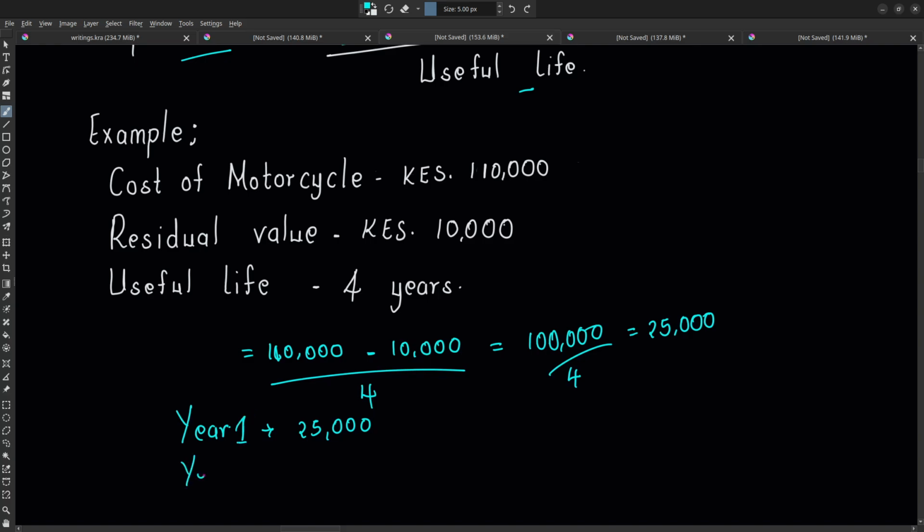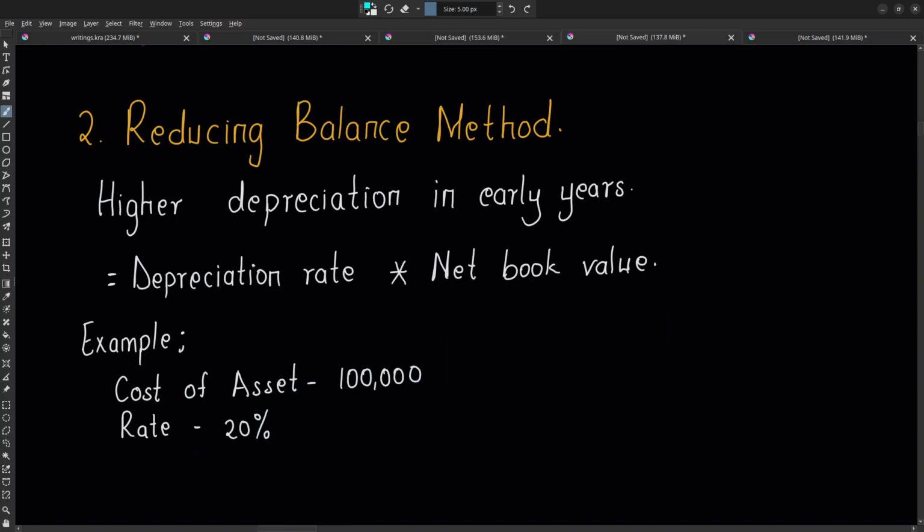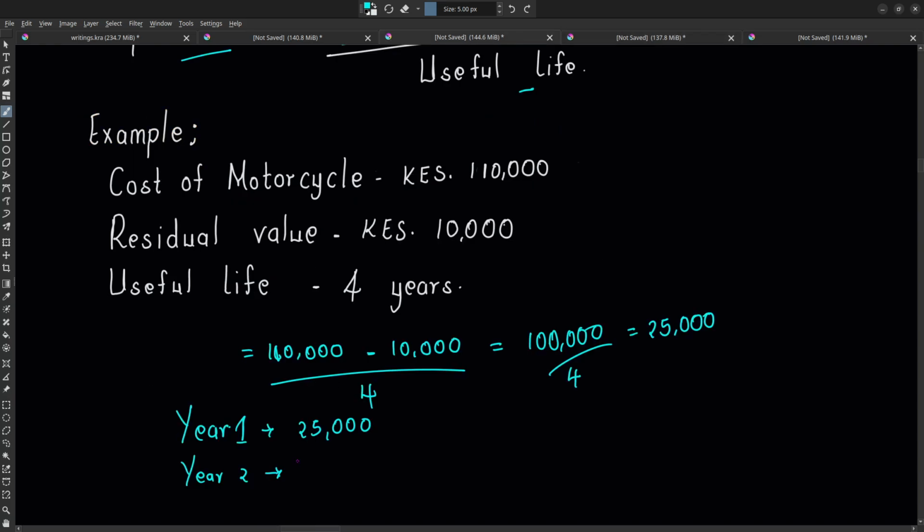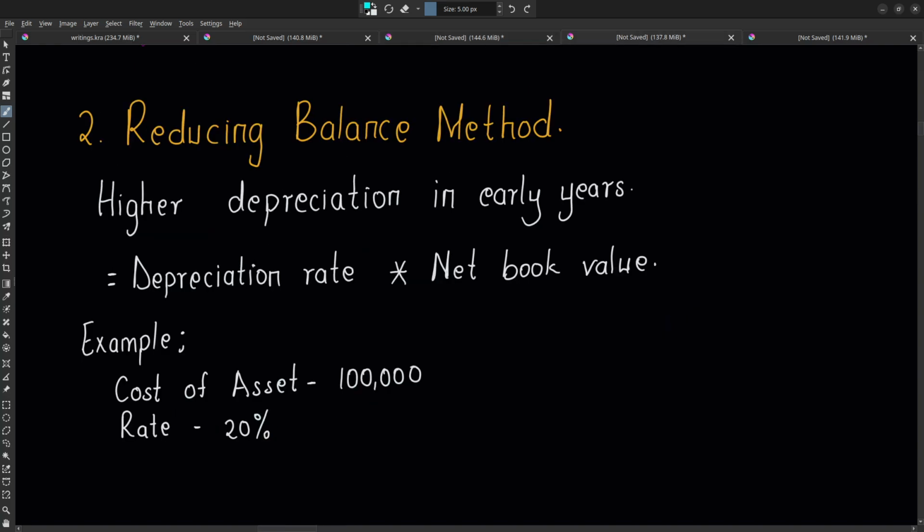You're going to realize we are going to calculate the same way, which is different from the reducing balance method we are going to look at, because here we'll still calculate the same way, and you're going to see that the depreciation expense will still be 25,000. Now, when we compare that with the reducing balance method, there is higher depreciation in earlier years and then it reduces.